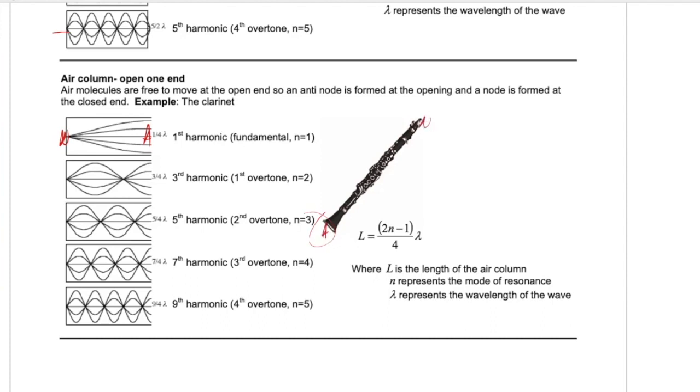So antinode and node. Now, what is interesting about these types of instruments is that they produce only the odd harmonics. So with these instruments, we go from the first harmonic to then the third harmonic. So there's a significant jump in frequency. So these ones only produce the odd harmonic series, which is why they have to be played slightly differently.